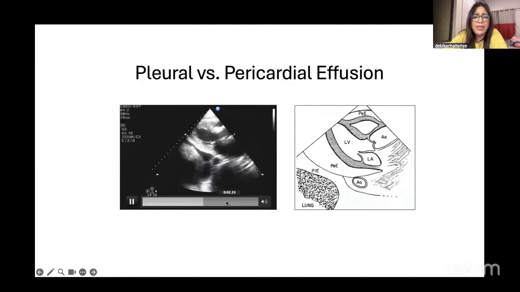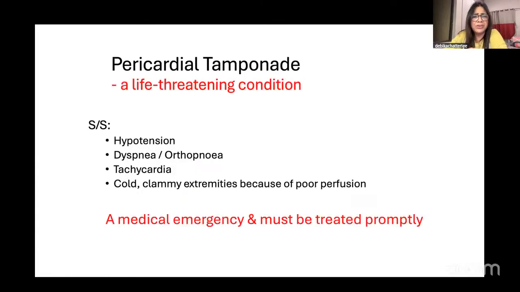So how do we do that? We go to the parasternal long axis view. Look here, this is the descending thoracic aorta, a landmark of parasternal long axis view. So the effusion which is anterior to it is the pericardial effusion, and posterior to the descending thoracic aorta is the pleural effusion. So it is very, very essential to differentiate it.